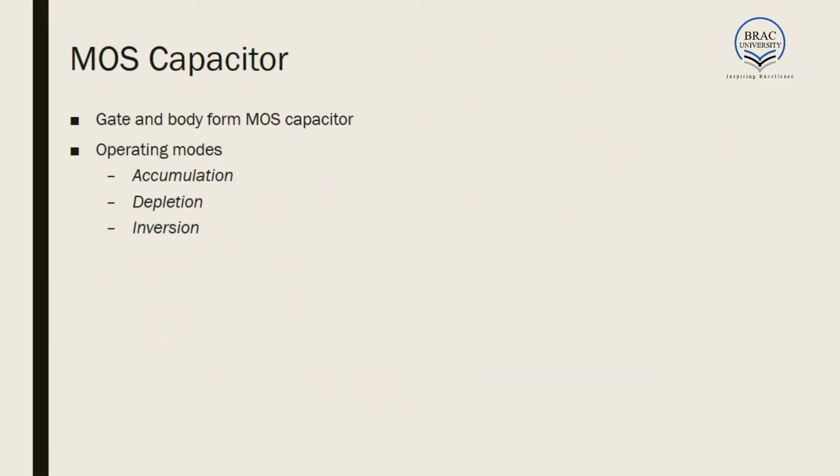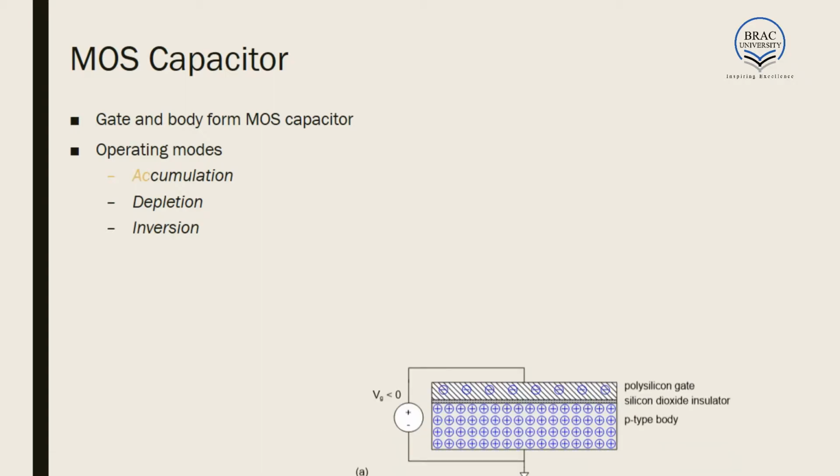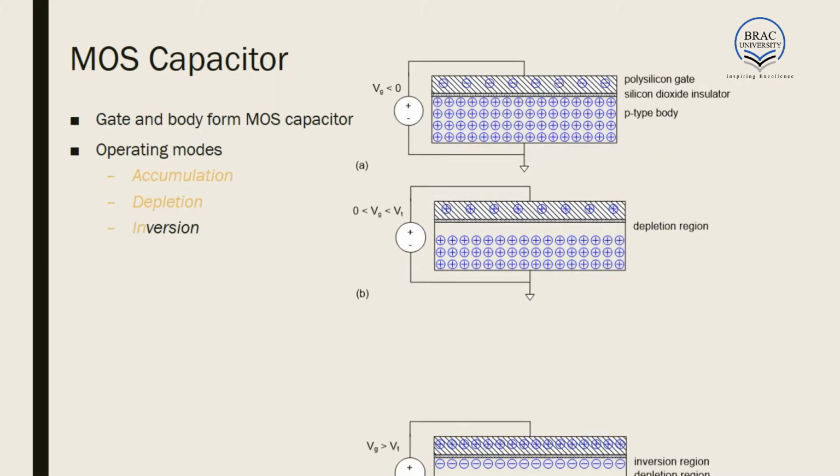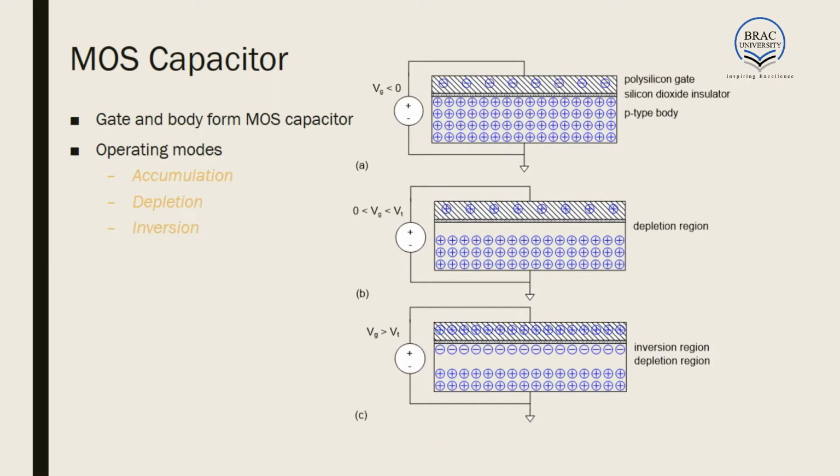Now, firstly, an important factor is MOS capacitors. This is a MOSFET. We are considering this as the gate. This is the insulator here, and this is the body. On this side there will be a drain, and on this side there will be a source, which we are not considering at this moment.